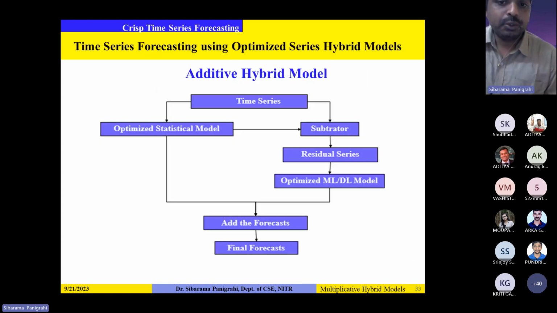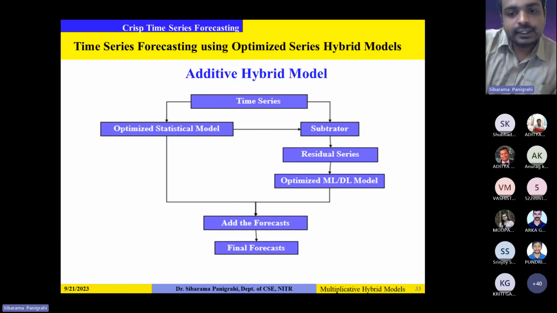So let us first go through one of the hybrid models, that is called the additive hybrid model. In the additive hybrid model, you first take a time series, then you apply an optimized statistical model. Why am I telling you optimized statistical model? A statistical model can only capture the linear patterns well if the parameters of that statistical model are optimized for that particular time series. That's why I'm telling you optimized statistical model.